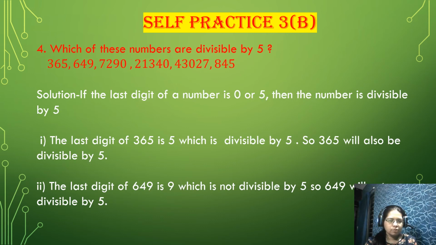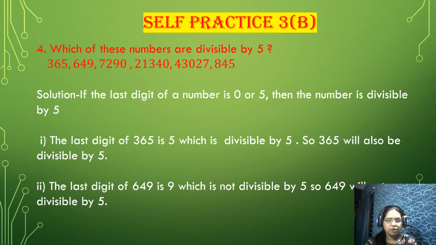Now question number 4. Question number 4 is: which of these numbers are divisible by 5? We have to find the numbers from these numbers which are divisible by 5. We know a number is divisible by 5 if its last digit, that is the unit digit, is 0 or 5. Then that number will be divisible by 5.